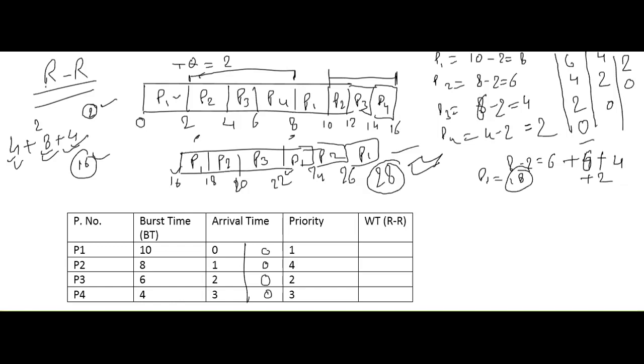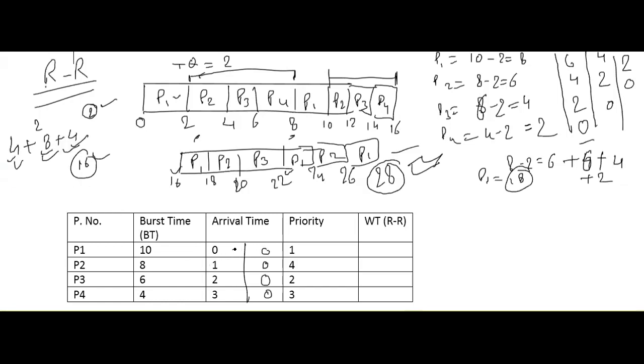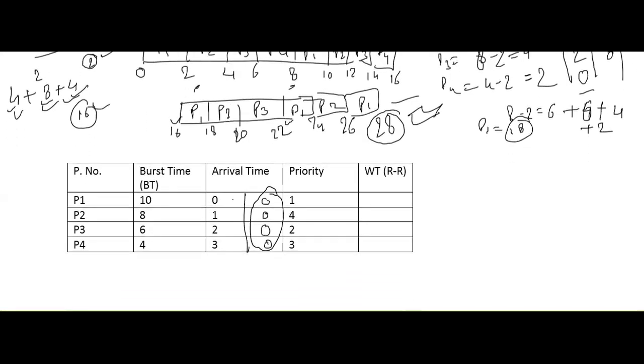But the complexity arises when the arrival time is totally different for different processes. We had discussed this particular thing. Today we will discuss why it is a little bit complex when different arrival times are given for different processes. So let's try to solve this.